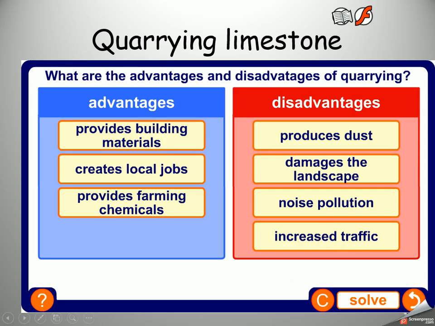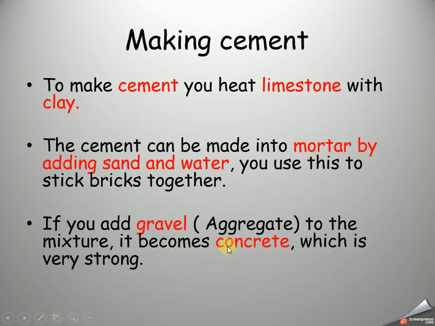Right, making cement. I know you guys don't remember this, so let's just go through this very, very quickly. So cement. How do you make cement? Cement is made by getting limestone, that rock that we just quarried, and then heating it with clay. Now that cement can be made into mortar. Mortar is the stuff that you stick the bricks together in a wall with.